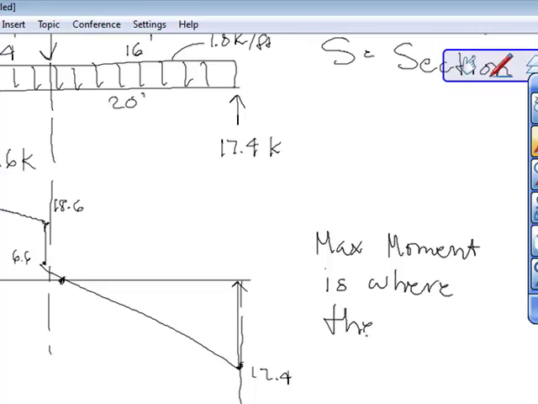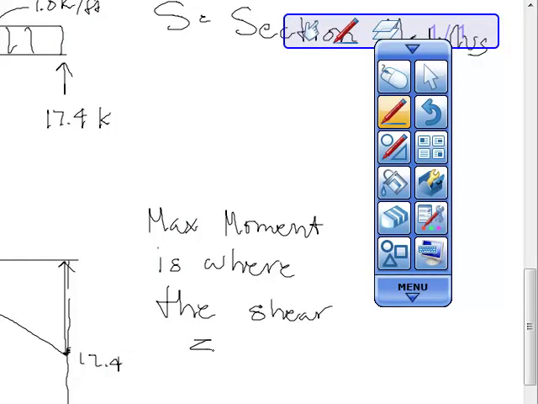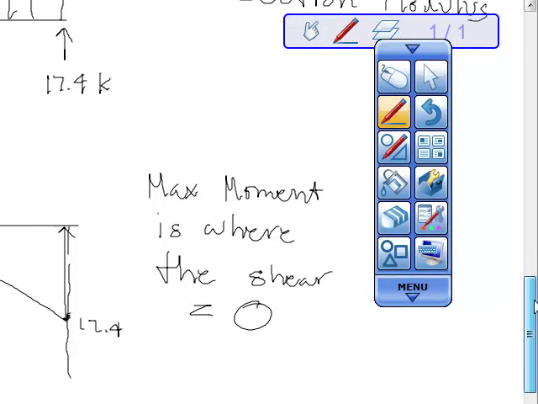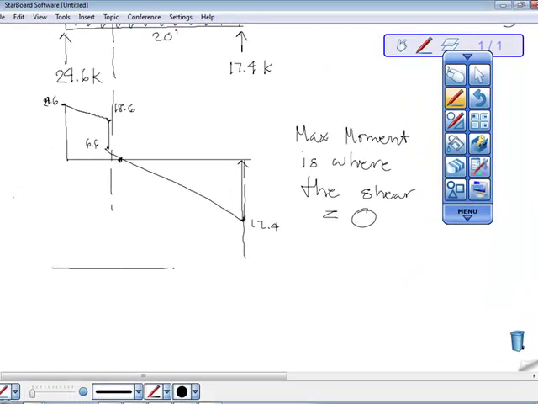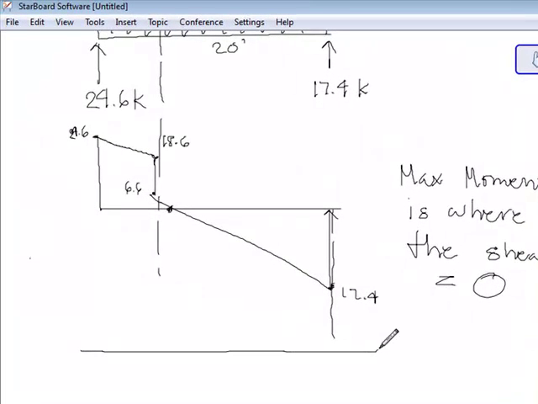And that's where you need to worry about your design, because that's where the beam will break, if it breaks. So then below the shear diagram, we're going to draw the moment diagram, knowing that our maximum moment is going to be in line with that, right? Because that's where the shear equals 0. And we have to figure out where that is on there.